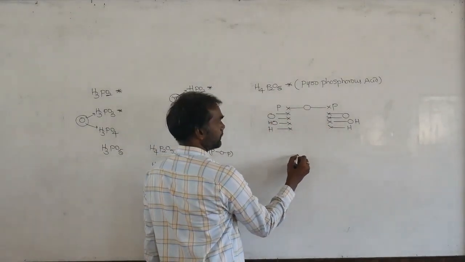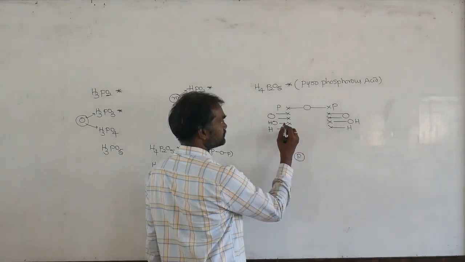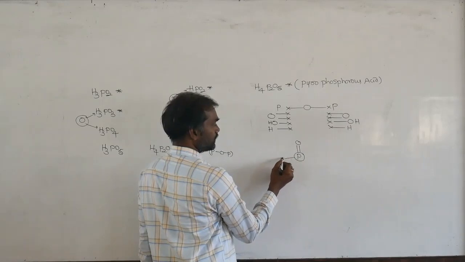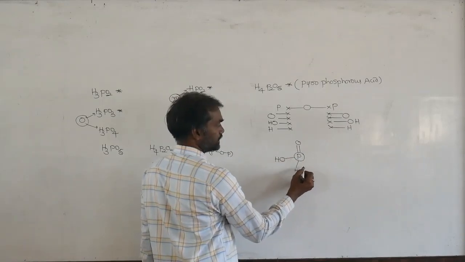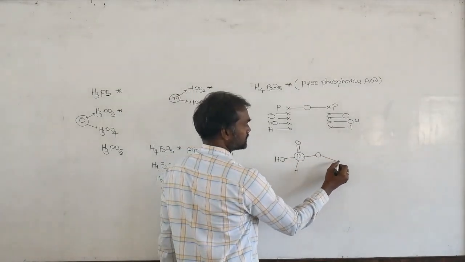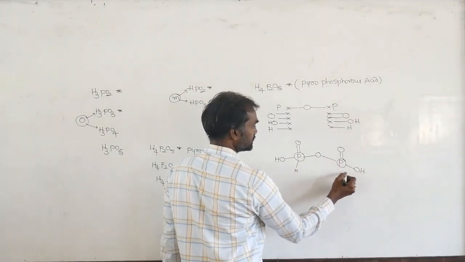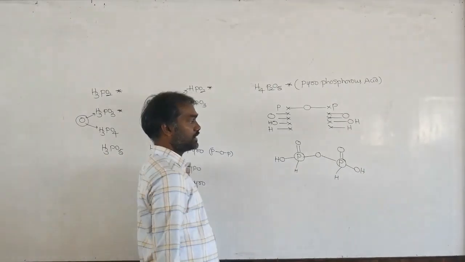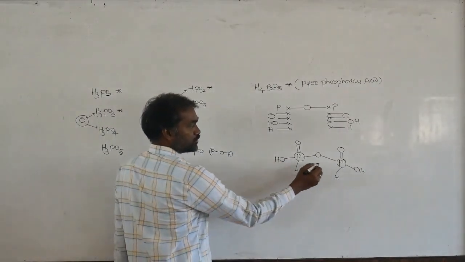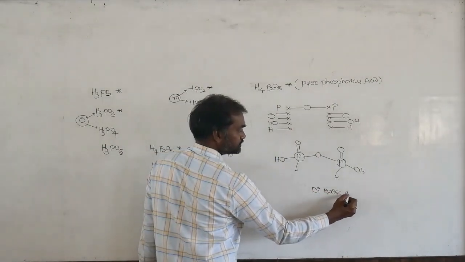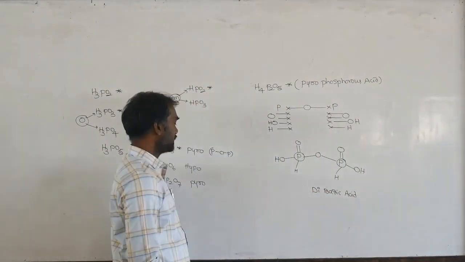So this is phosphorus, double bond O, 1 OH and H. Next 1 oxygen, phosphorus, double bond O, OH and H. So 2 OH groups are there. So that's why it is called a dibasic acid. This structure.